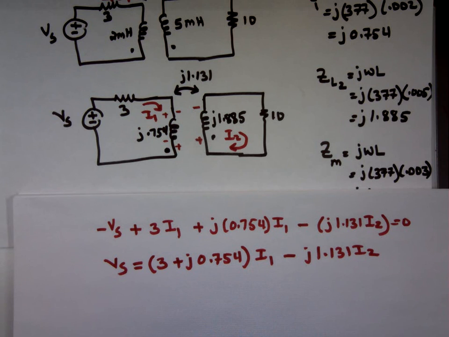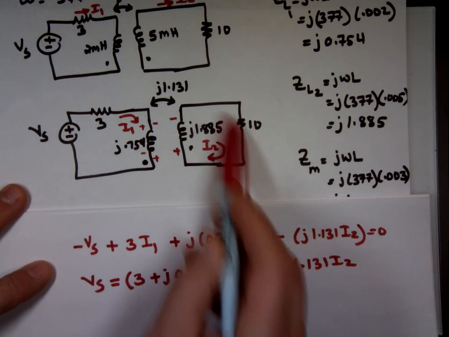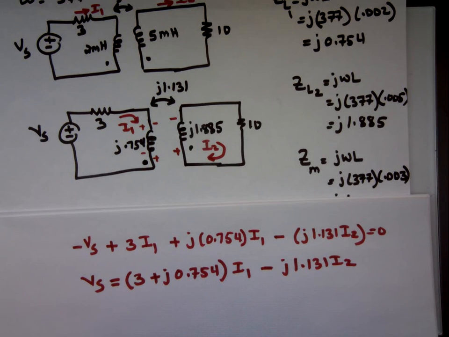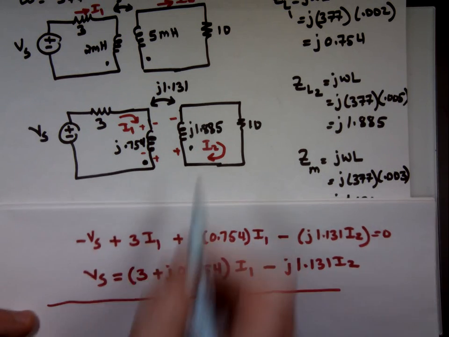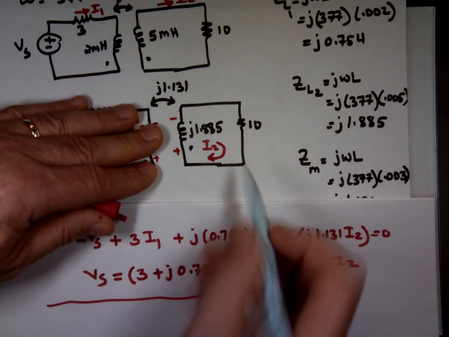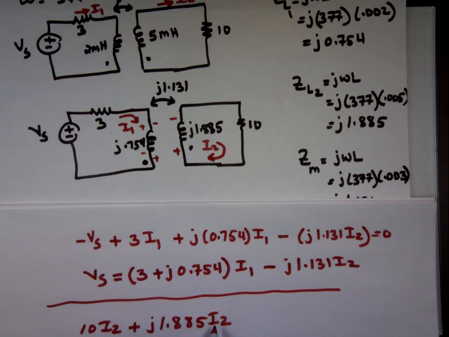We'll finish this. We'll just write another one with my numbers. Now if we do KVL right here on this side, that'll give me what? Let's take just this one without paying attention to that. 10 I sub 2 plus j 1.885 times I sub 2. Now let's look at the mutual inductance. Let me bring here white out.